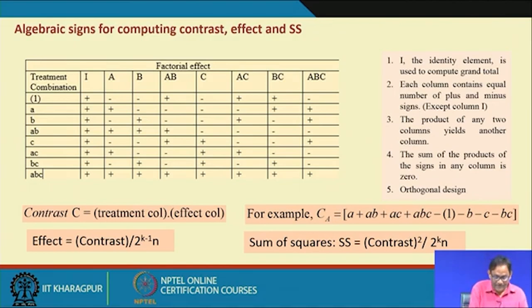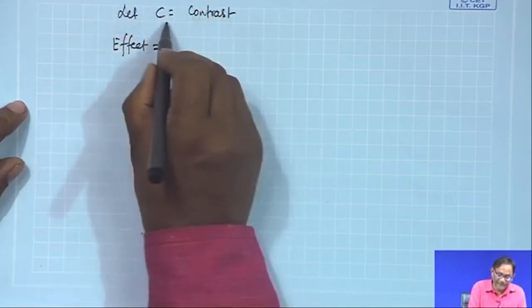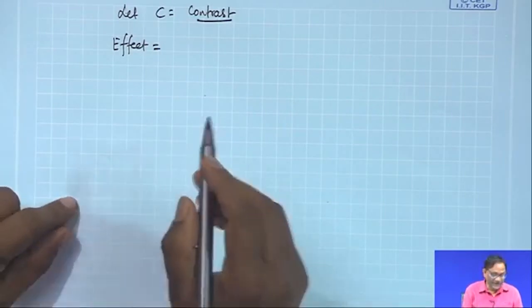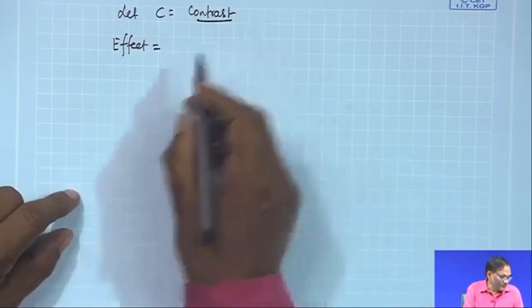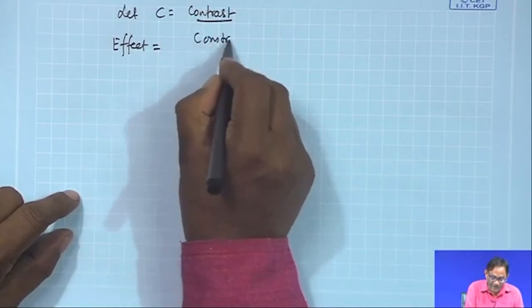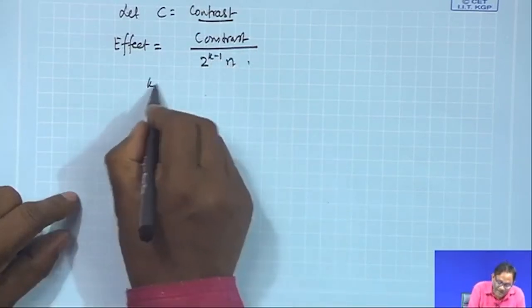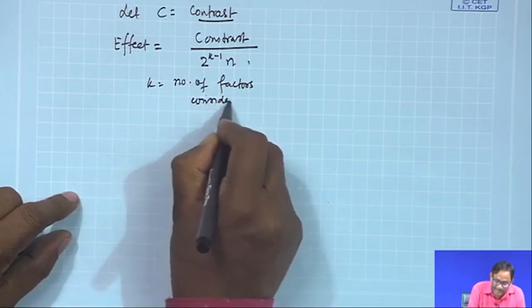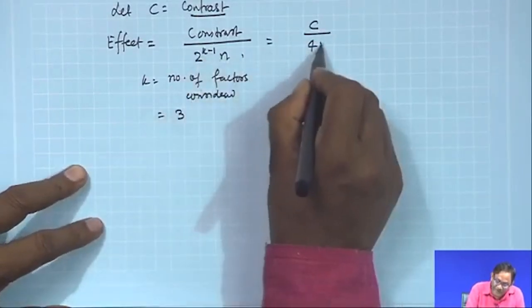Now, once you have this, then you have the contrast, you can find out the effect. Let C equal contrast. C A is contrast A, C B is contrast B, like this. You get the contrast by multiplying the treatment column into the respective column. Then effect will be contrast divided by 2 to the power k minus 1 into n, where k is the number of factors considered.